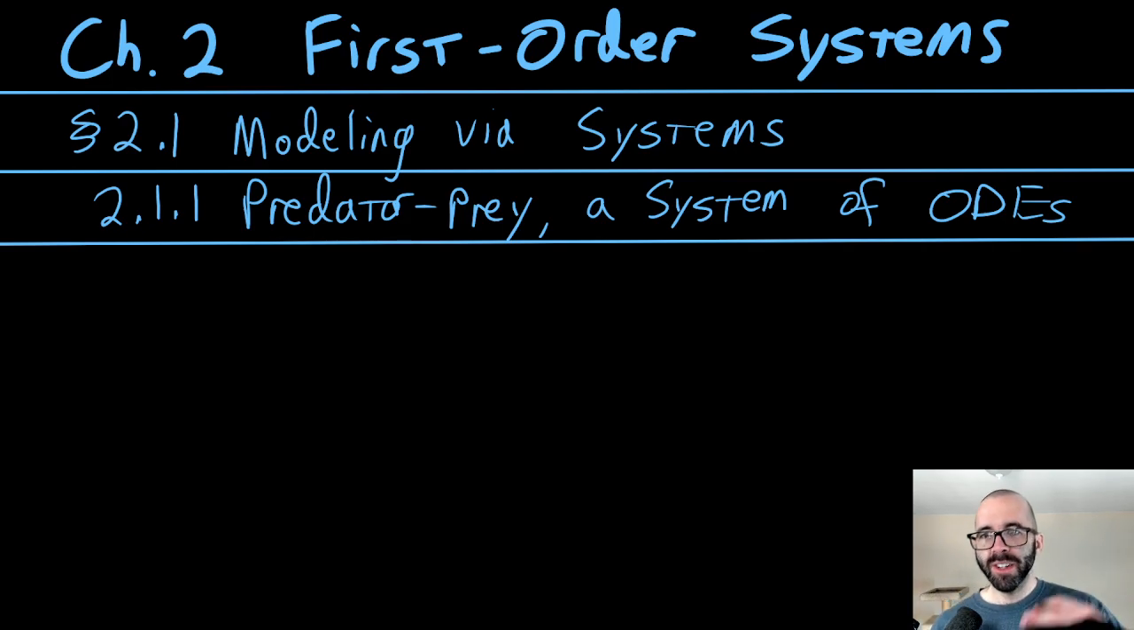Welcome to Chapter 2. Welcome to 2.1. Welcome to 2.1.1. So big picture, where we're at in Chapter 2 is we're going to talk about first order systems. And really Chapter 2 just parallels Chapter 1.